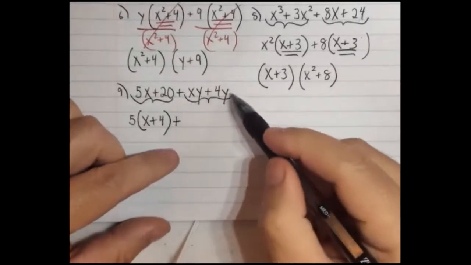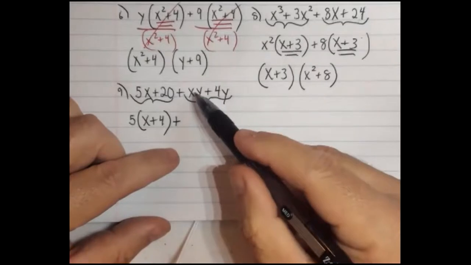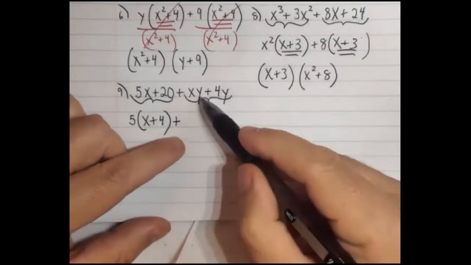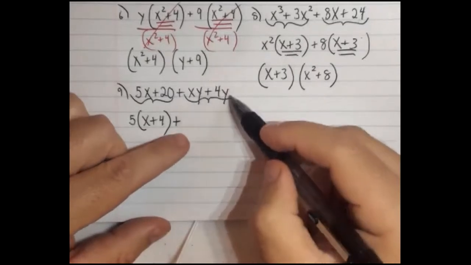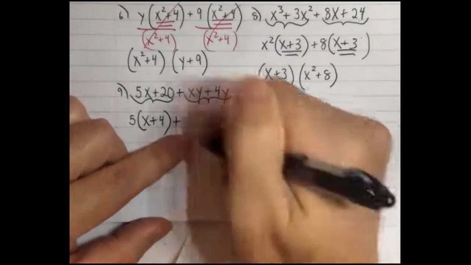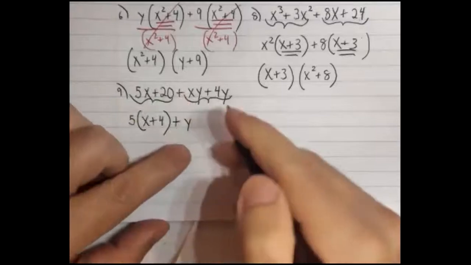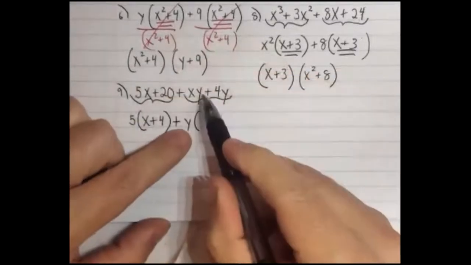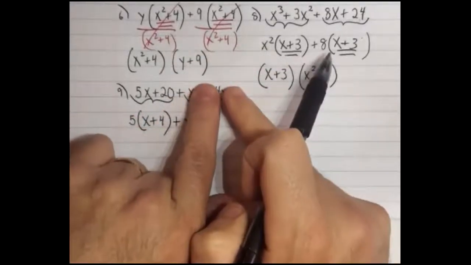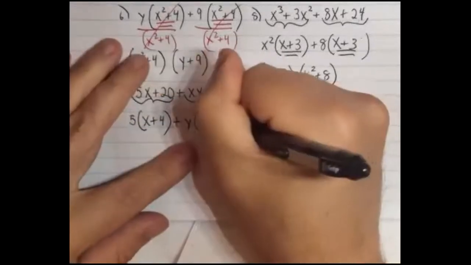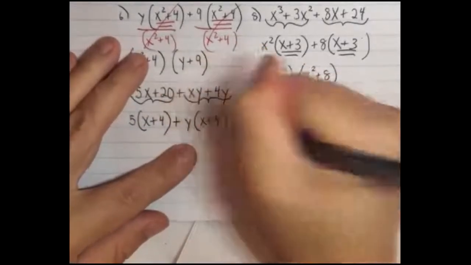I have xy plus 4y. Okay, so they both don't have an x. What do they have in common? Hopefully you recognize they both have a y. So I'm going to factor out a y, since there's not a number that they have in common. When I pull out the y, it's just what's left. It's going to be x plus 4.